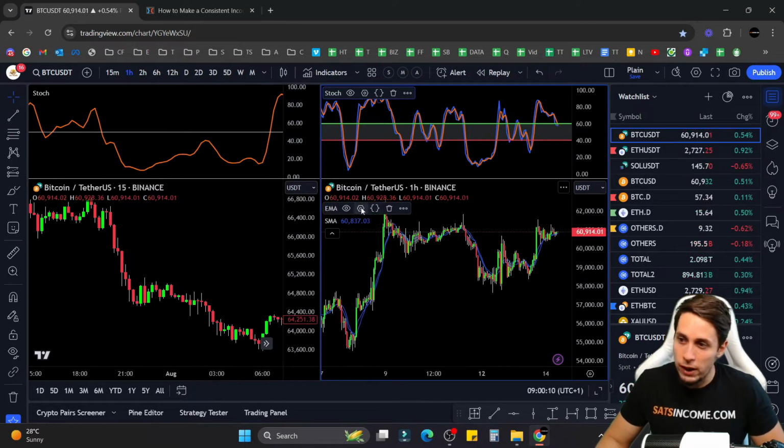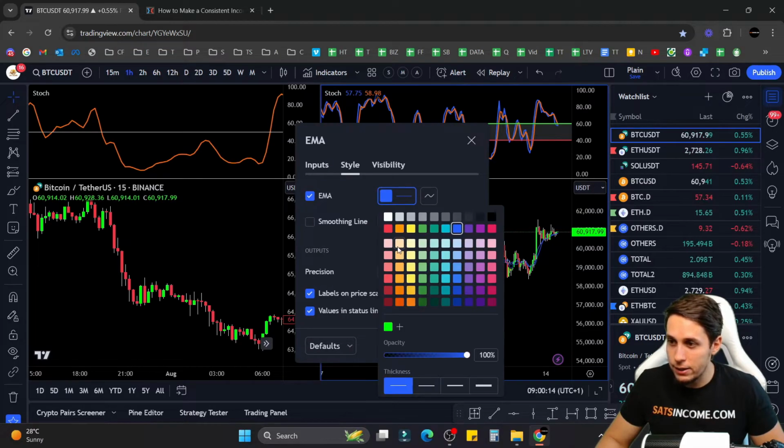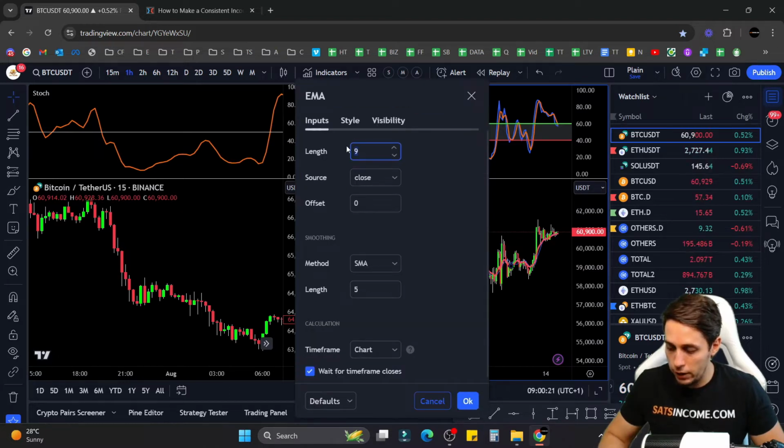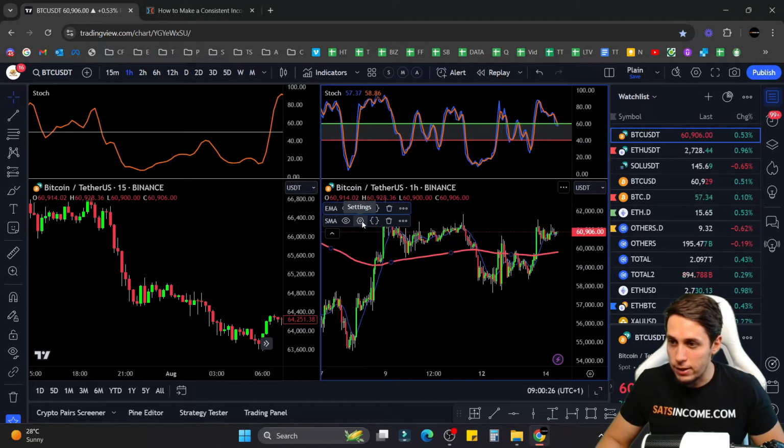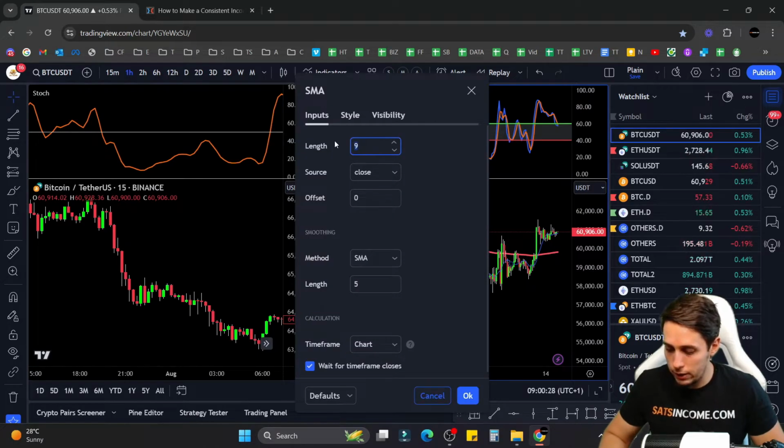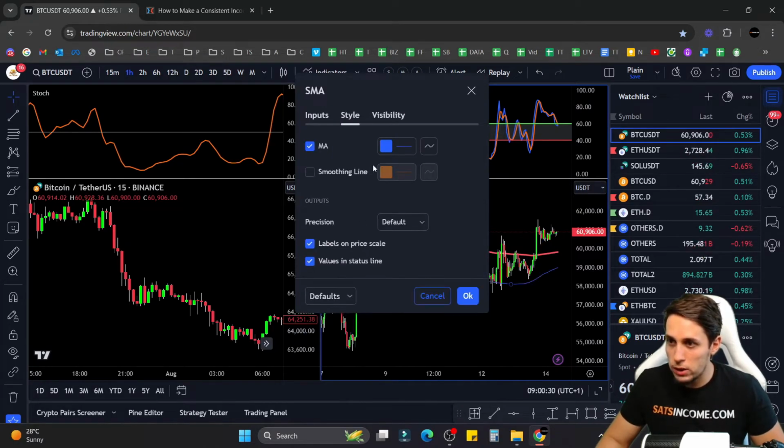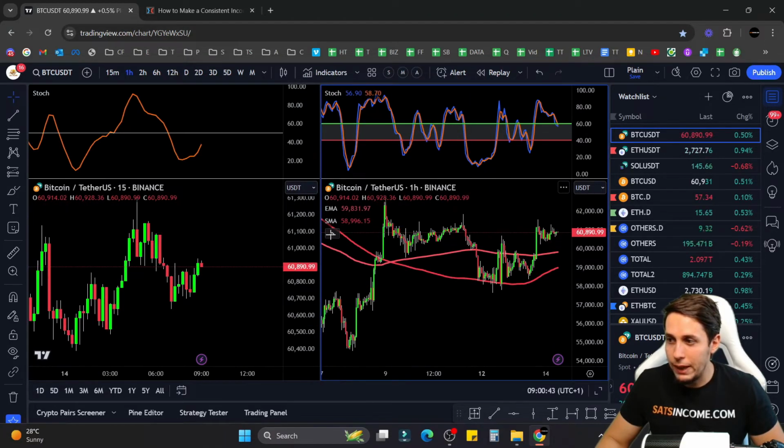Now let's adjust the moving averages. Starting with the exponential moving average, click the settings, make it red, make it thicker, go to inputs, change the length to 200, hit OK. Adjust the simple moving average, go to the settings, change the length to 200, go to style, make it red, make it thicker, hit OK. And bam, that's the setup.